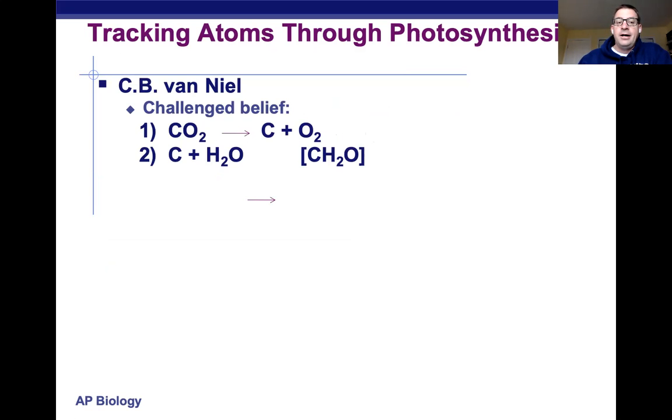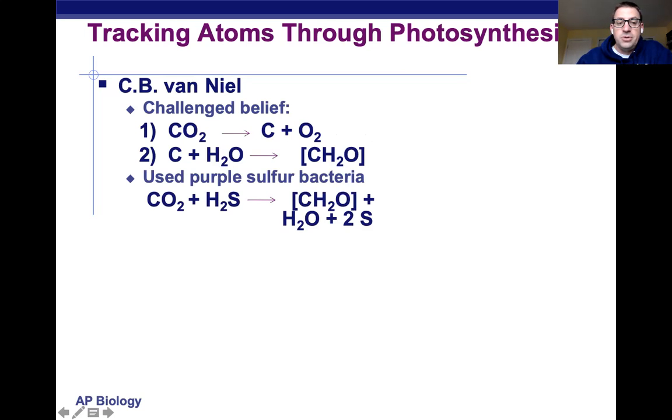Okay, and this experiment was carried out by a biologist from Stanford, C.B. Van Niel. And at the time he was doing his experiment, people just thought, okay, the carbon dioxide is split into a carbon atom and the oxygen molecule that is released. And then the carbon combines with the water in photosynthesis to make carbohydrates, which have the empirical formula of CH2O.